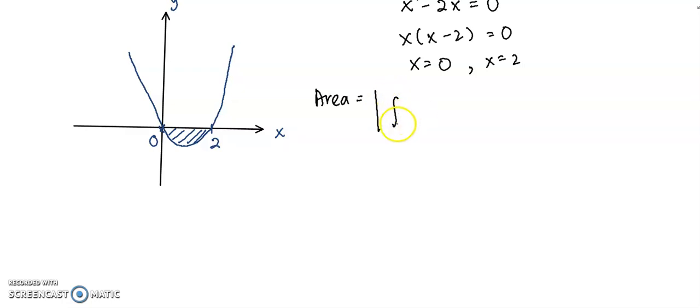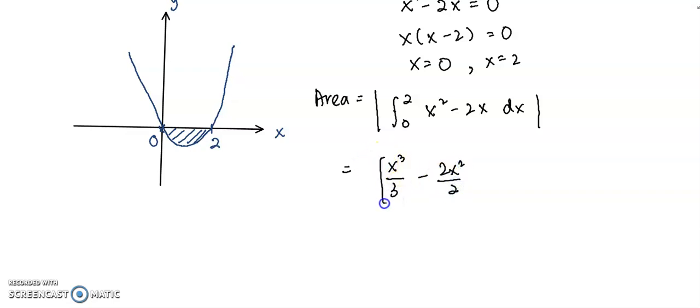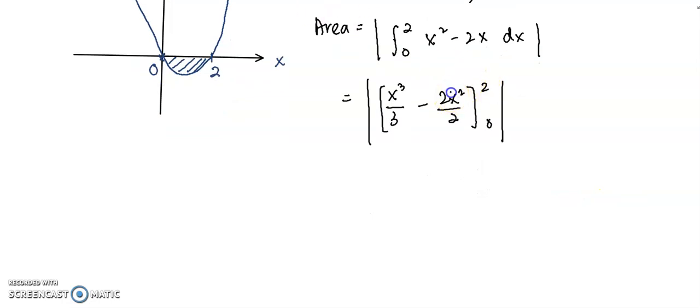Okay, so you integrate as usual, integrate from 0 to 2, and the function is x squared minus 2x. So you integrate with respect to x, and this is in the modulus. Integrate x squared, you get x cubed over 3 minus 2x squared over 2. So we have integrated, and then put in your lower limit, upper limit, and don't forget the modulus sign. The 2 here we can cancel off. And now I prepare the 2 brackets, but the 2 brackets still have to be put into the modulus.